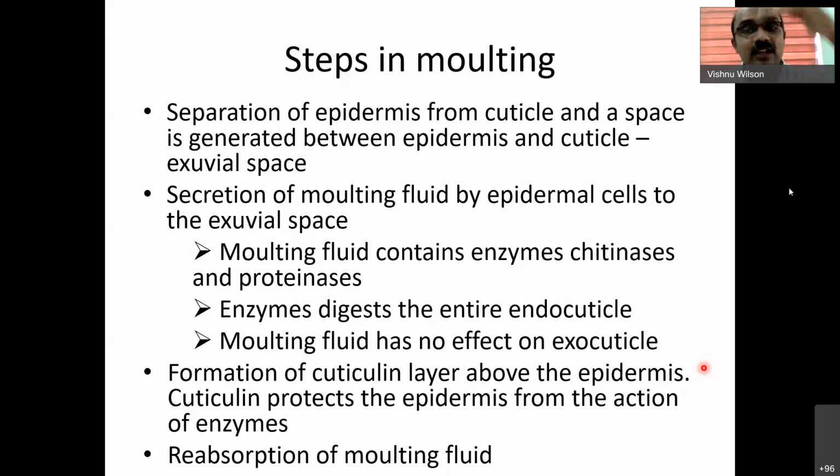The procuticle is divided into exocuticle and endocuticle. Only the endocuticle will get digested by chitinases and proteinases, because the exocuticle is heavily sclerotized, and even these chitinases and proteinases cannot digest the exocuticle. This molting fluid containing the digested material will be resorbed back by the epidermis. This helps in conserving the resources for the insect, because they can be utilized again for the secretion of new integument.